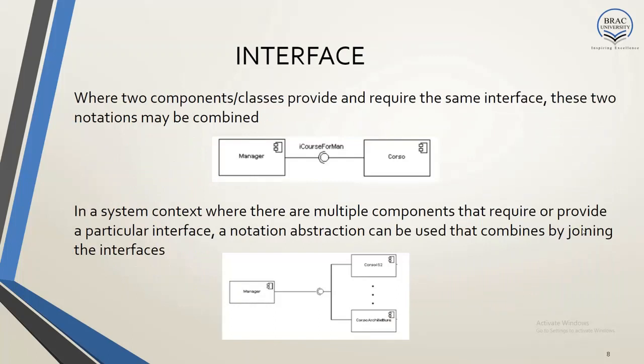So when two components or classes provide and require the same interface, then these two notations are combined. Basically, when one component is providing an interface that another component requires, they are combined together, and the label or the name of the interface is written on top, just to mean that they are providing and requiring the same interface. In a system where there are multiple components, we represent it like this.